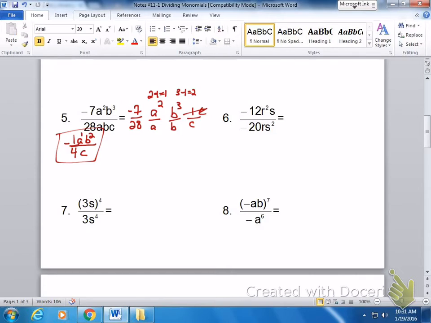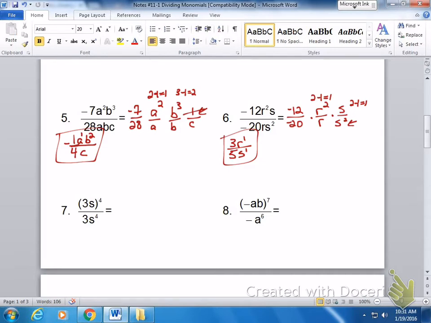Number 6. I'm going to start separating again. Negative 12 over negative 20 times r squared over r times s over s squared. Negative 12 divided by negative 20 gives me 3/5. We move to our r's. The top exponent is larger, so it's on top. I have 2 minus 1 equals 1, so r to the first. The s's, the exponent on the denominator is bigger, so it's in the denominator. And again, I have 2 minus 1 equals 1, so s to the first. So 3r over 5s.